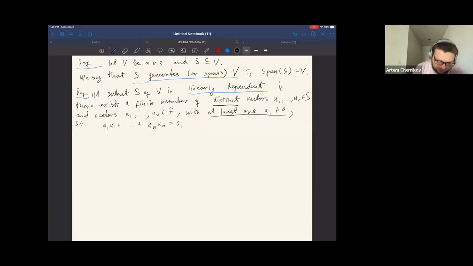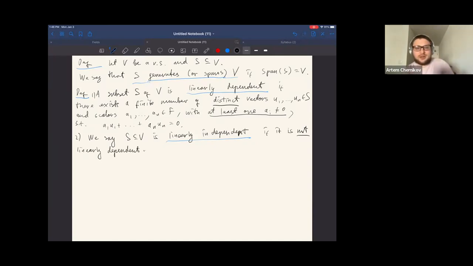And we say that the set S subset V is linearly independent, sorry, independent, if it is not linearly dependent. So no matter what vectors we pick from it and what scalars we pick for it, not all 0, we can never get a 0 linear combination, a trivial linear combination. Okay, so this is a notion of independence of a set.